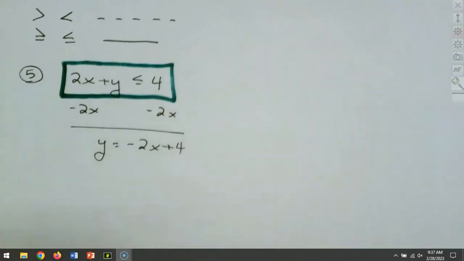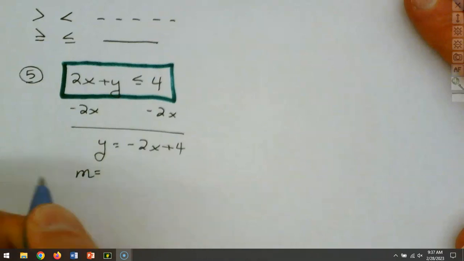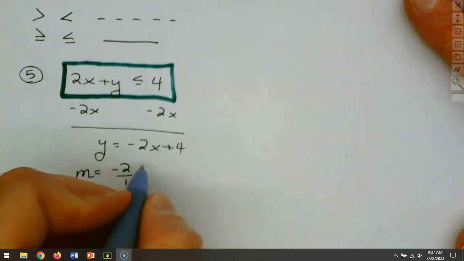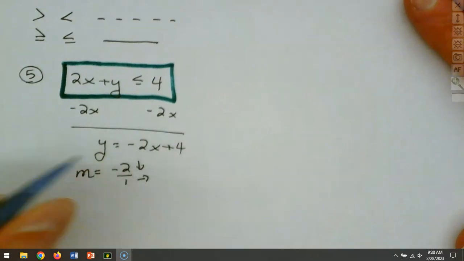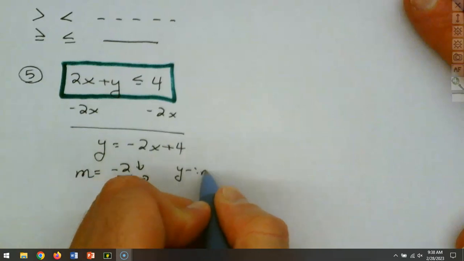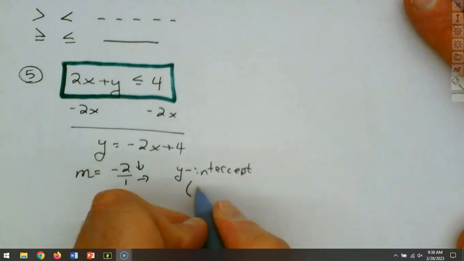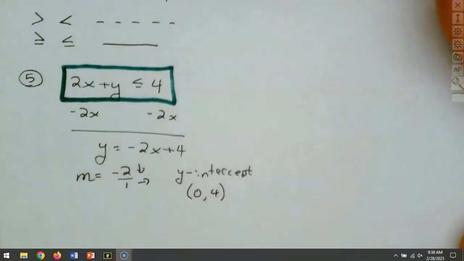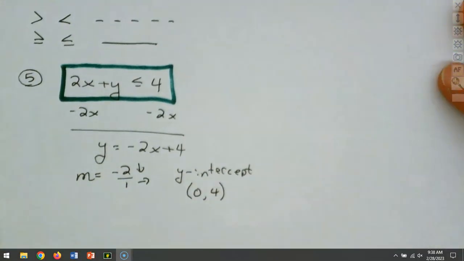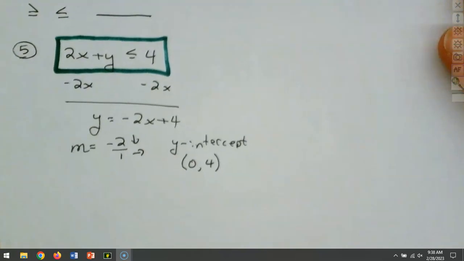Now we should kind of know how to graph this, because what's our slope? Our slope is negative 2 over 1, so down 2 and over 1. And the y-intercept is the b component. The y-intercept as an ordered pair is 0, 4. So when we come to these, what do we need to do? We need to solve it for y. It needs to be in slope-intercept form so that we can graph it.